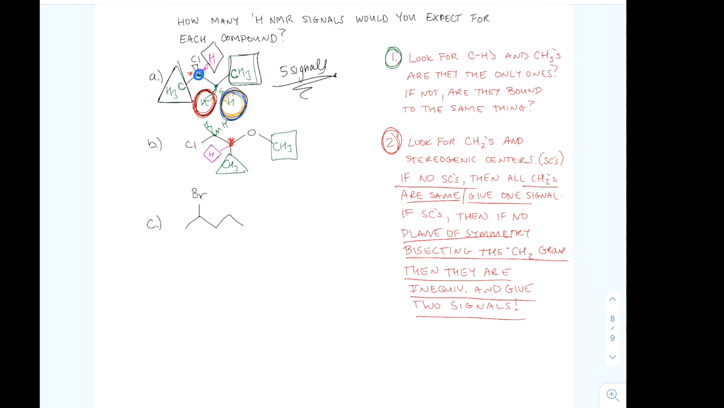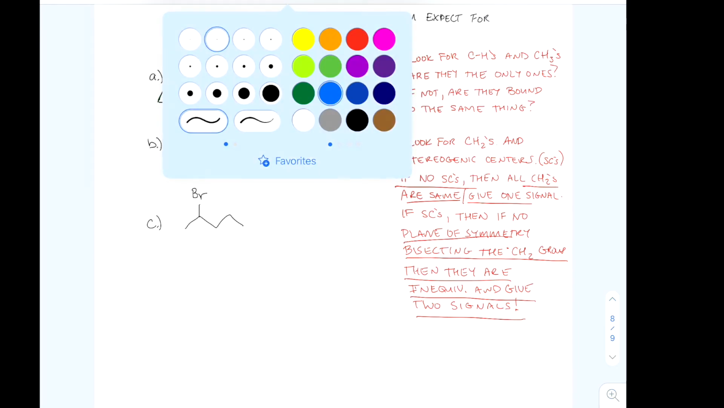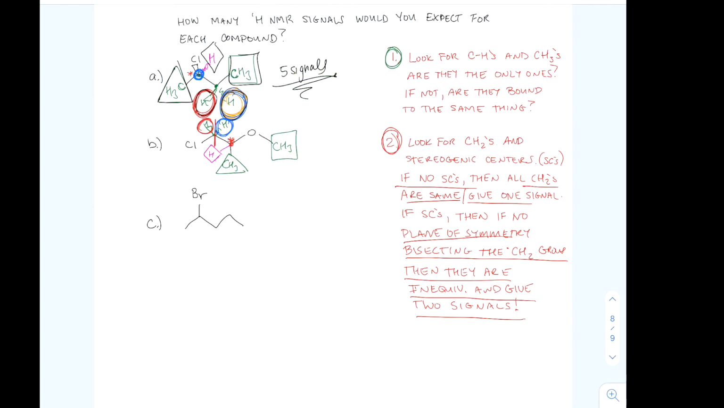And so now we get to look at that CH2, see if there's a plane of symmetry, bisect through that CH2, there's no plane of symmetry, and therefore that is diastereotopic. Okay, so we would in fact have 2 separate signals for that. So that's 1, 2, 3, 4, 5 signals total.